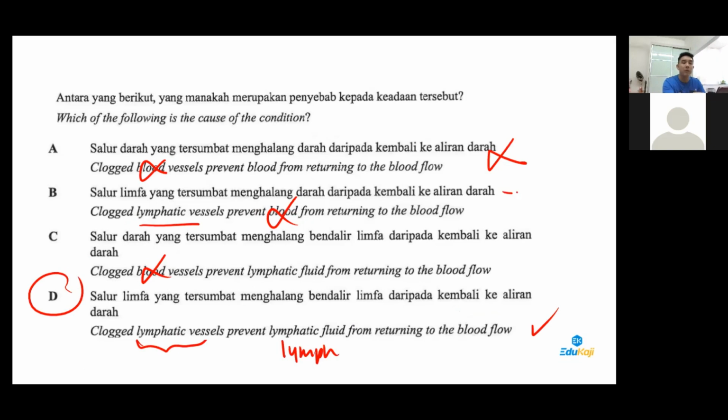Okay, guys, if you forgot, please go through Form 4 Part 10, the formation of interstitial fluid and how it flows back to the venule.